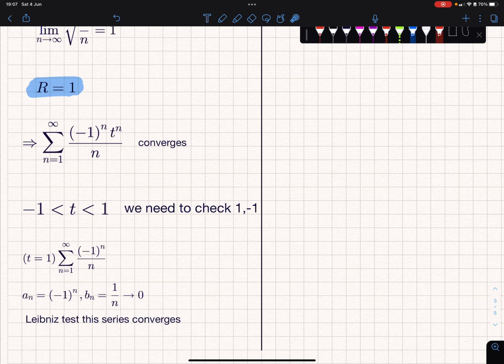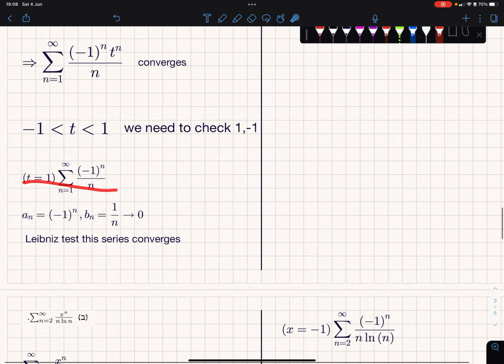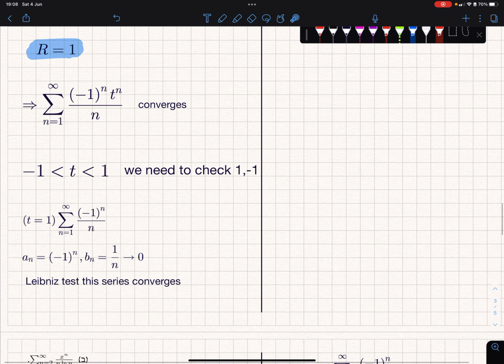Now we need to check the endpoints manually. What does that mean? We have this radius of convergence, and we need to check when t equals -1 and t equals 1. So first of all, t equals 1, we plug it into the formula, and we get (-1)^n divided by n. So this is easy. We know by the Leibniz test that this series converges, because this is an alternating series multiplied by a sequence that goes to 0.